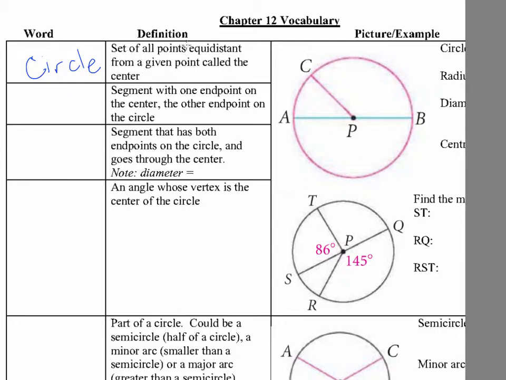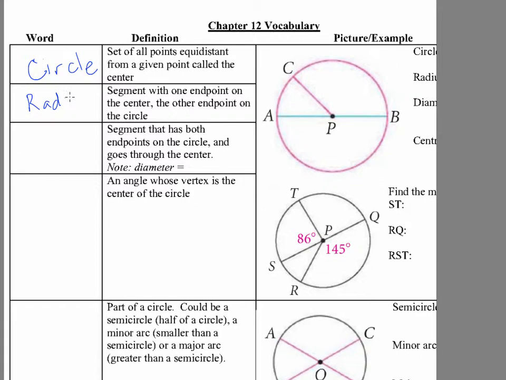A circle is the set of all points equidistant from a given point called the center. So here is the center, and every part of here is equidistant from that center P, so that forms a circle. A lot of these words you know already. So the next one would be a radius. A radius is a segment with one endpoint on the center, so right there, and the other endpoint on the circle. So that is a radius, R.